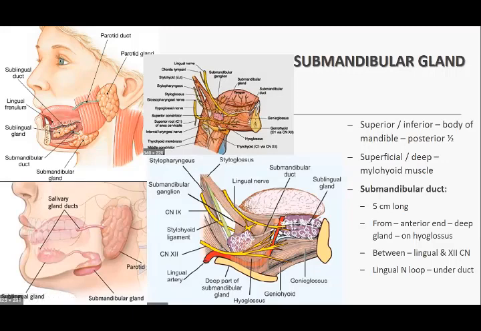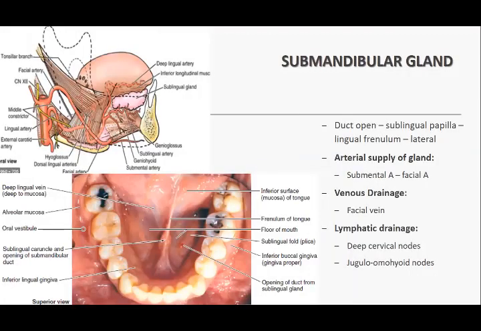So hyoglossus के surface पे तीन structures run कर रहे हैं. From above downwards, you have the lingual nerve, the submandibular duct, and the 12th cranial nerve, which is the hypoglossal nerve. This lingual nerve then hooks below the duct and supplies fibers, sensory fibers to the tongue. It also supplies fibers to the submandibular and sublingual glands.